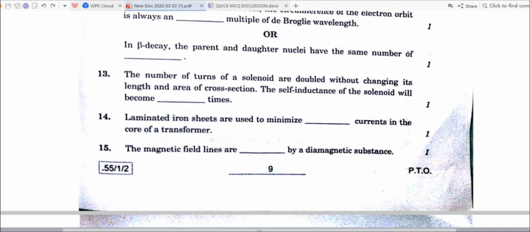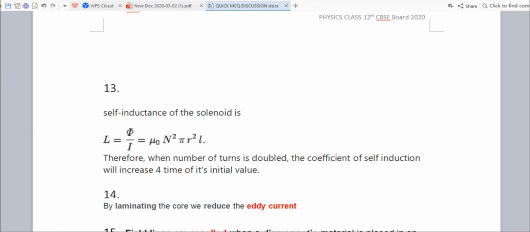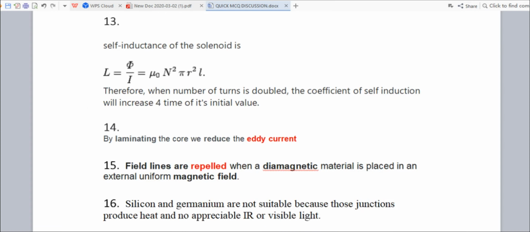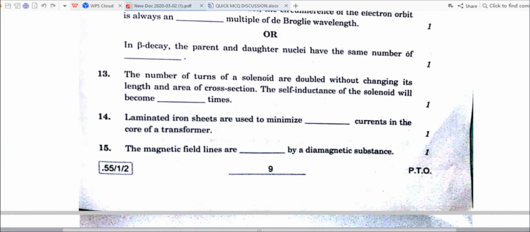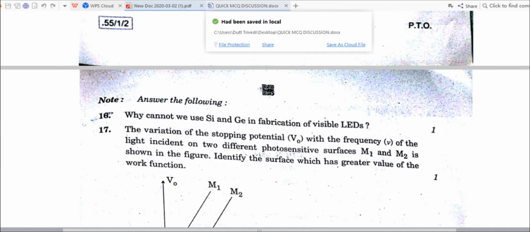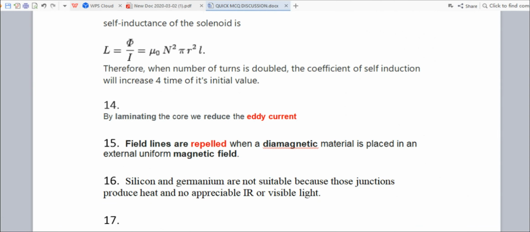Then question number 14, laminated iron sheets are used to minimize eddy currents. Then 15, magnetic field lines are repelled by diamagnetic substances. 16, why can we not use silicon and germanium in fabrication of visible LED? Because silicon and germanium are not suitable, as those junctions produce heat and no appreciable IR or visible light. They produce very little light, and that too in the infrared region, which is not useful for us.